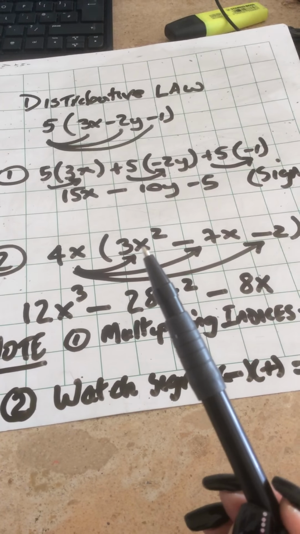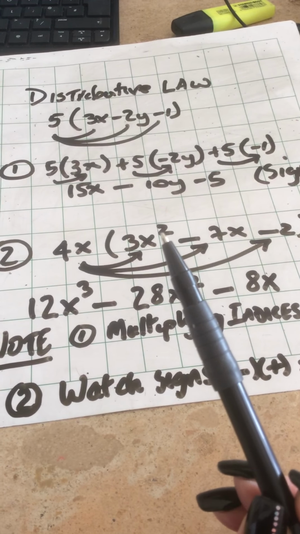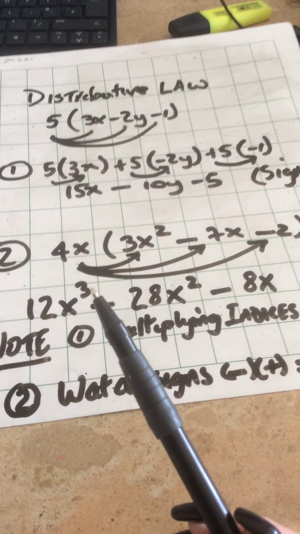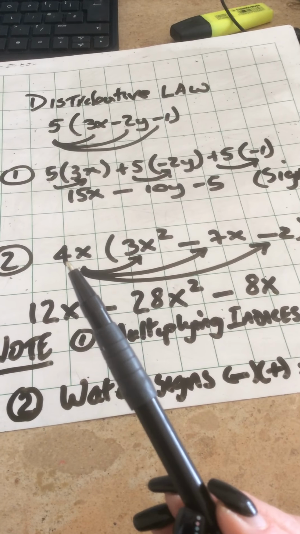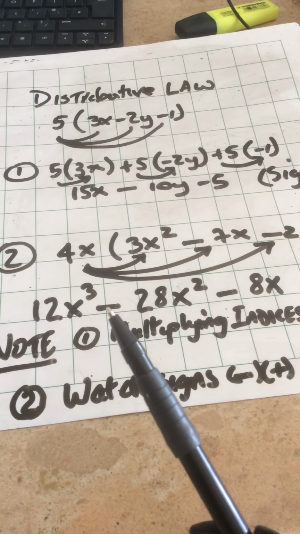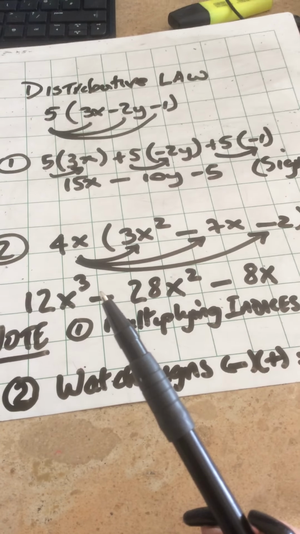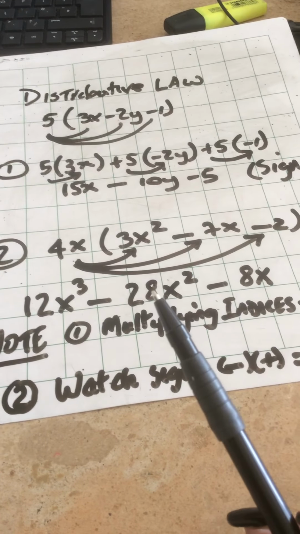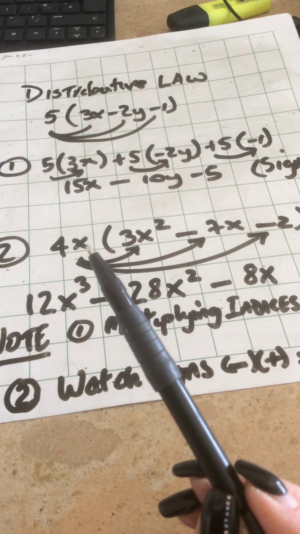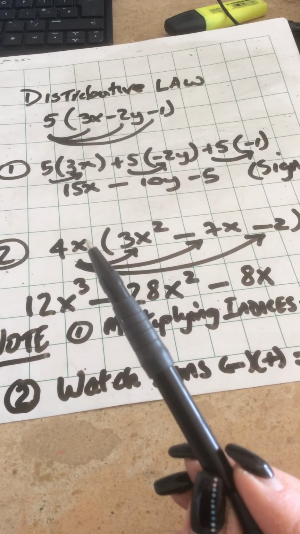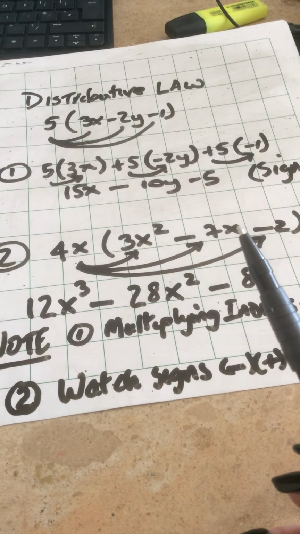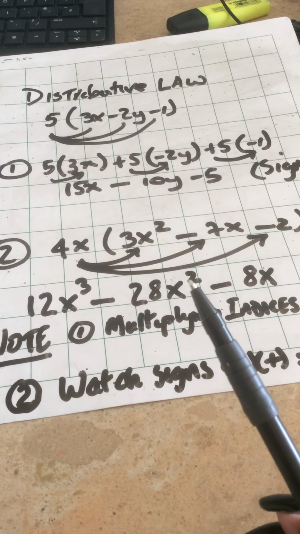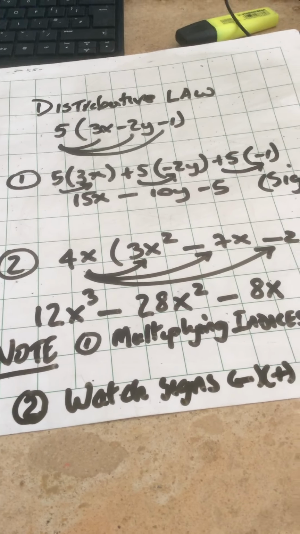When I'm multiplying indices, what do I do with the powers? I add them. 2 and 1, so I get 3. Next one, a plus by a minus is a minus. Get your sign first. Multiply your numbers next. 4 by 7 is 28. Then multiply your variables. x to the power of 1 by x to the power of 1 gives me x to the power of 2, because what do I do?